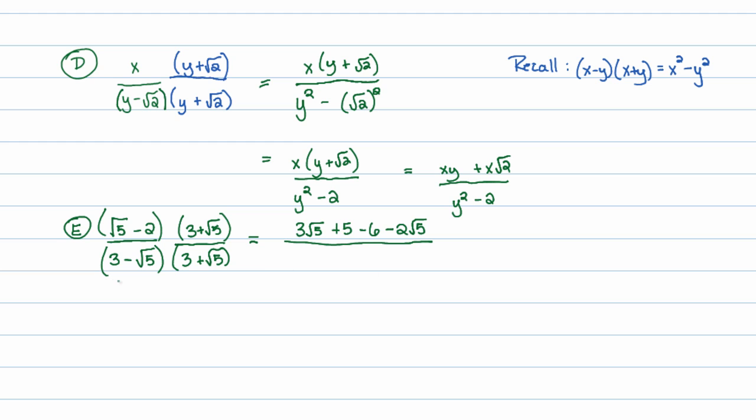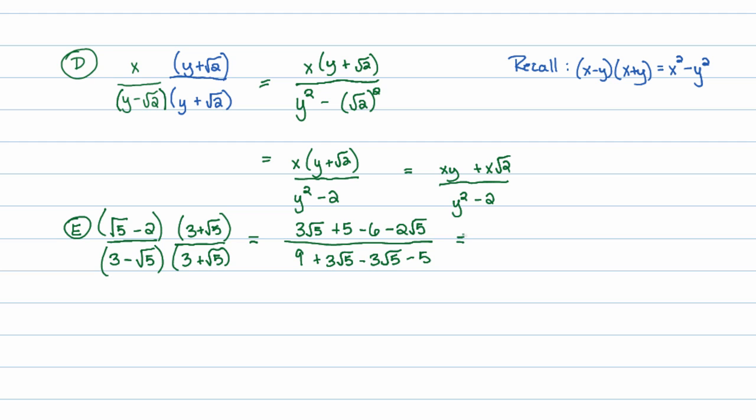In the denominator, I have 3 times 3, which is 9. I have 3 times positive root 5, which is a positive 3 root 5. And then I have a negative root 5 times 3, which is a negative 3 root 5. And finally, a negative root 5 times a positive root 5, which is a negative 5.